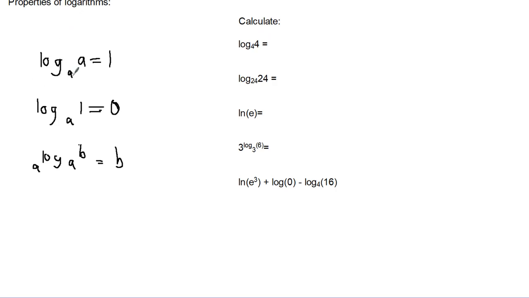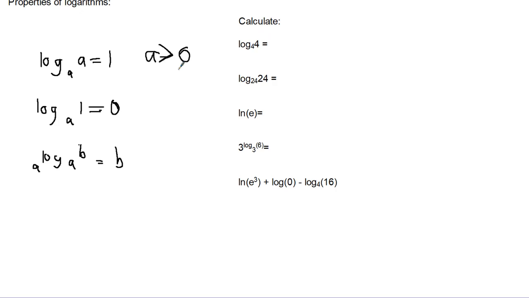Log base whatever of that same number is 1. Log base 2 of 2 is 1. Log base e of e, so ln of e, is 1. Log base 4 million of 4 million is 1. Log base 0 of 0, I think that's 1 actually. No, actually that's undefined. But log base anything of itself is 1, as long as a is bigger than 0. A has to be bigger than 0.